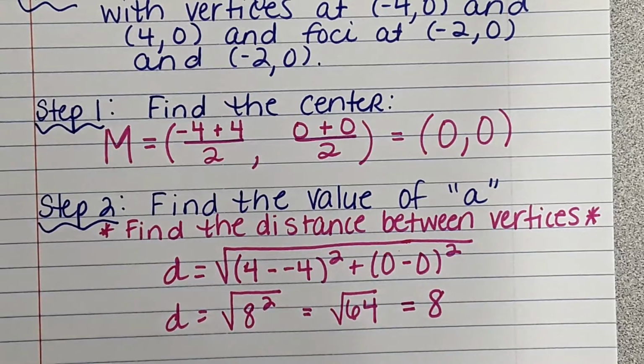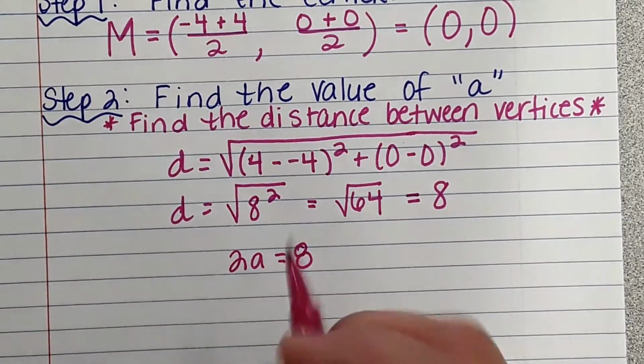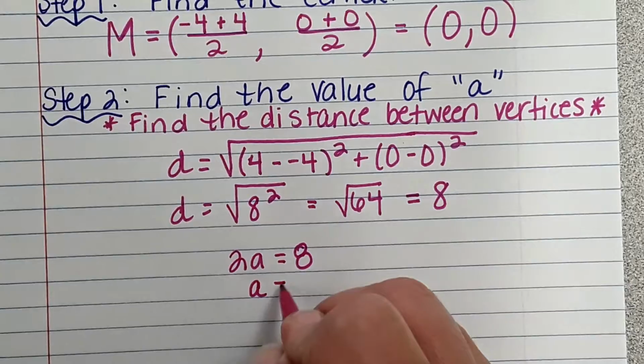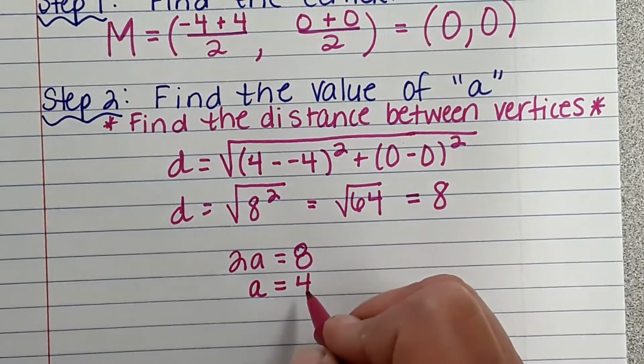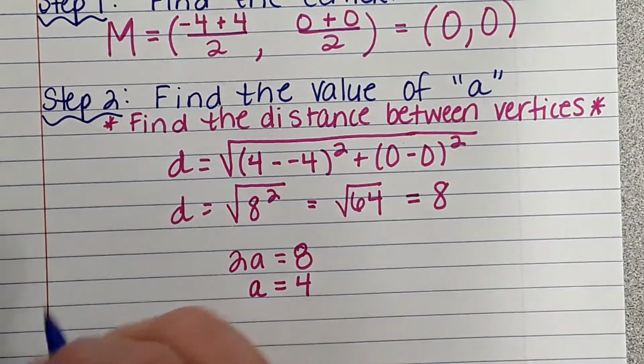To find the value of a, the formula is the same no matter if it's horizontal or vertical. We take 2a and set it equal to 8. That's the formula for the major axis. We divide by 2 and we get a equals 4. So that's our a. Now we know that our a is 4. We will square that.